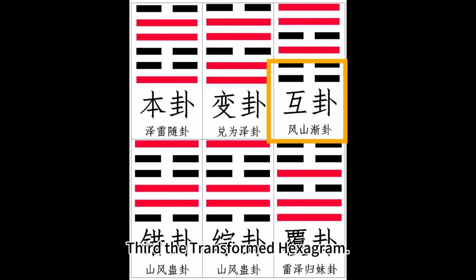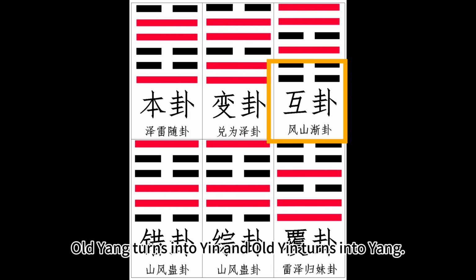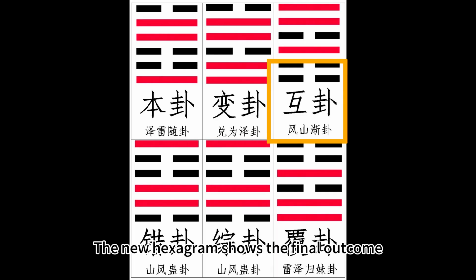The transformed hexagram. Third, the transformed hexagram. This appears when moving lines change. Old yang turns into yin, and old yin turns into yang. The new hexagram shows the final outcome, or the direction the situation is moving toward.